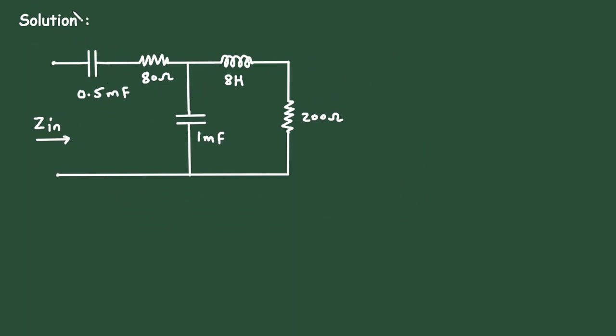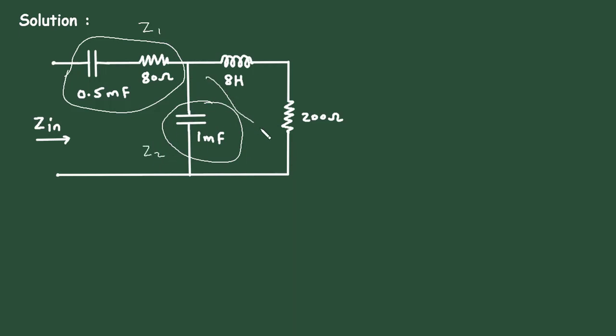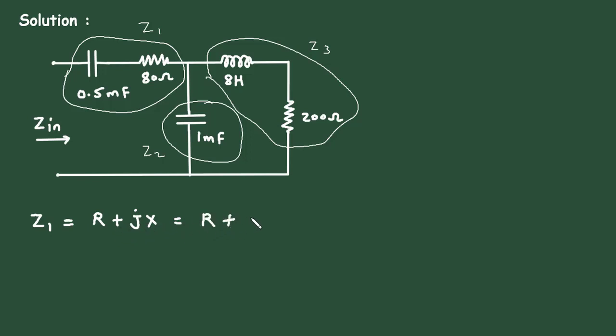First of all, let's assume this is Z1, this is Z2, and this is Z3. Now here we can see Z1 is the combination of capacitor and resistor. So Z1 will be equal to R plus jX, and we know that X is equal to XL minus XC.